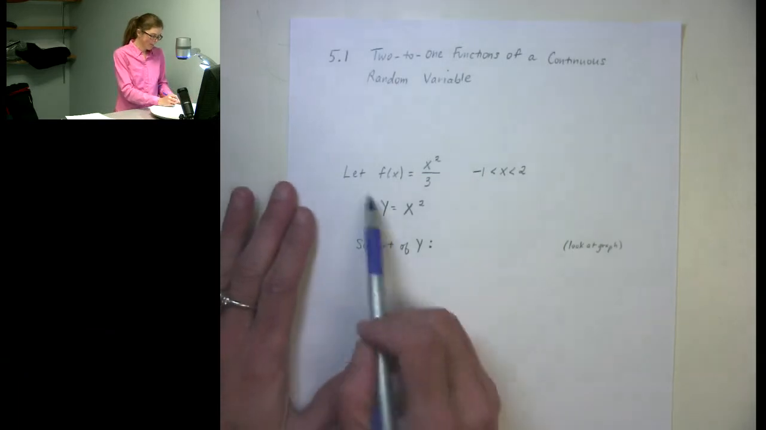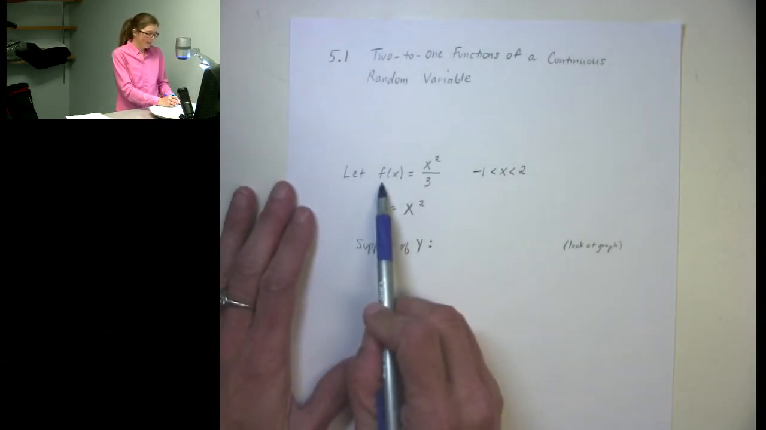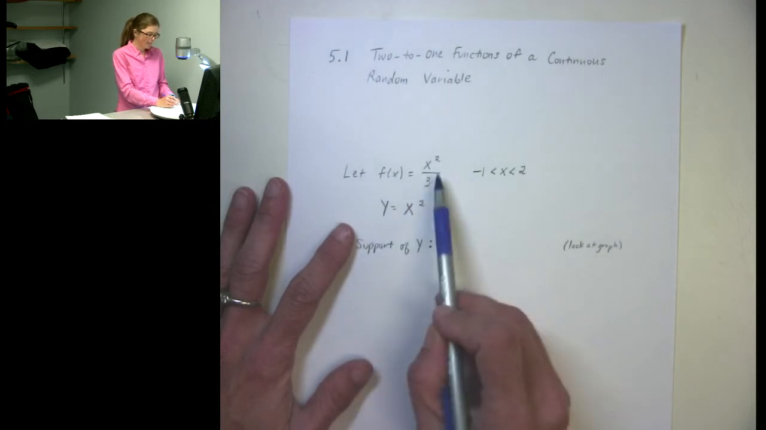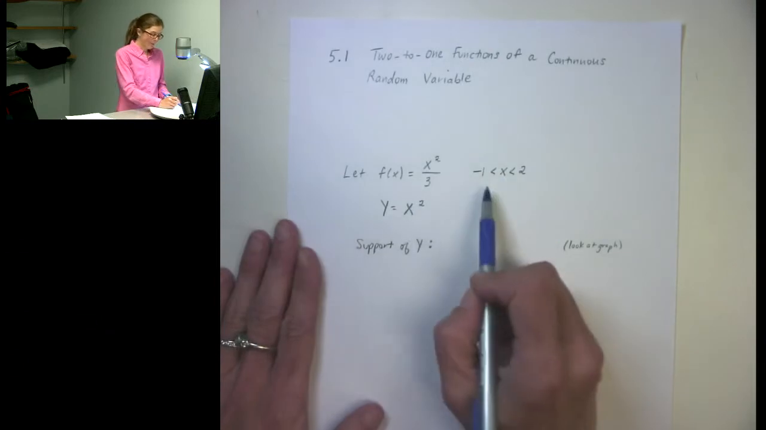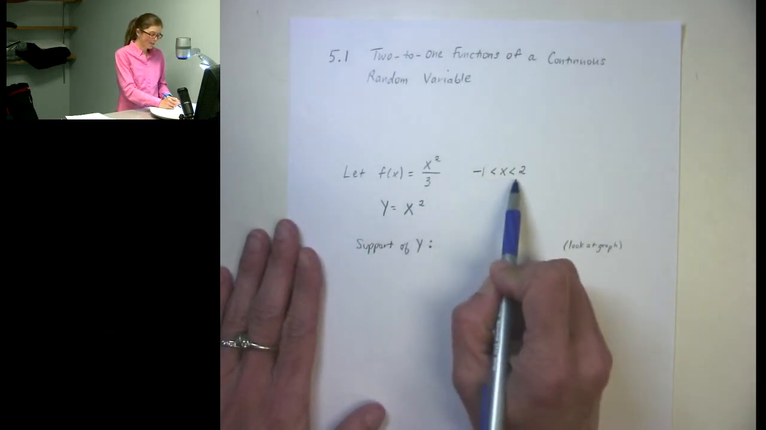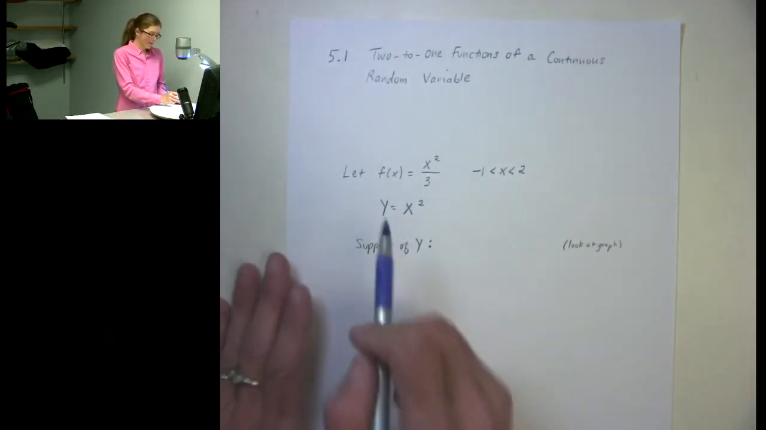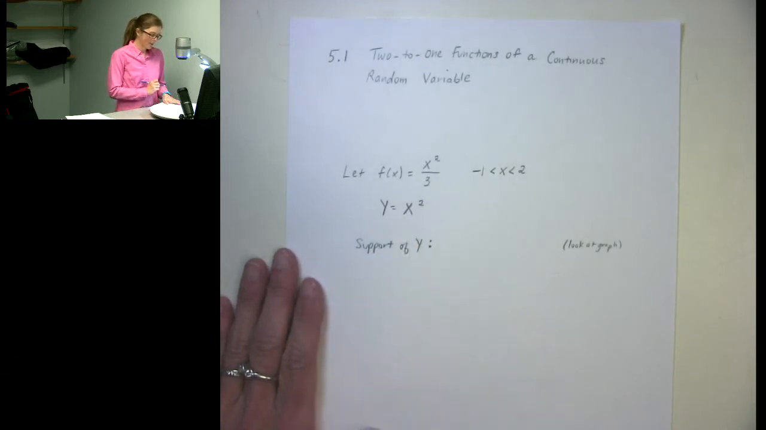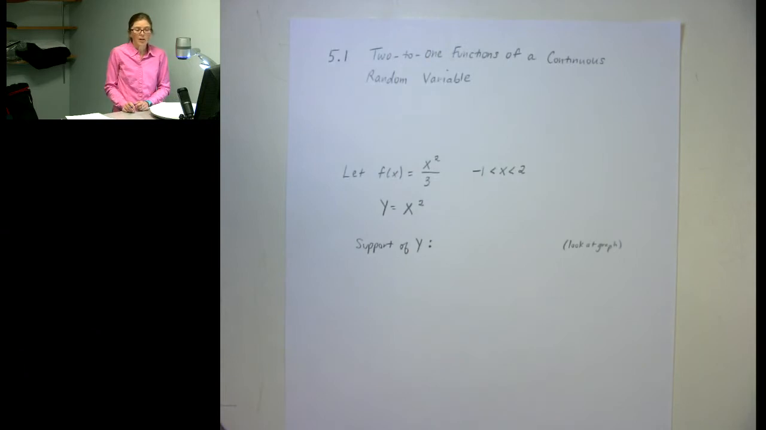So for example, if we let the probability density function f of x equal x squared over 3 on the support from -1 to 2, and we take the function y of x equals x squared, I'm going to start off by thinking about what the support of y would be.